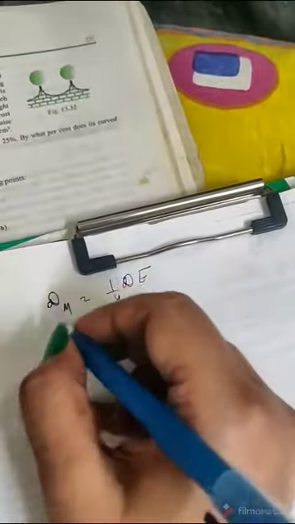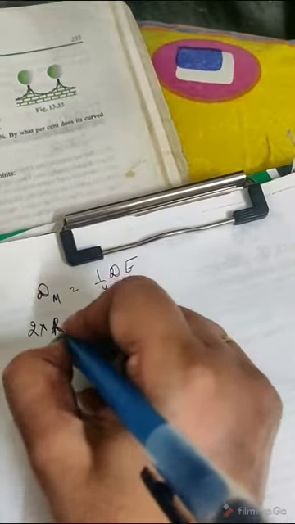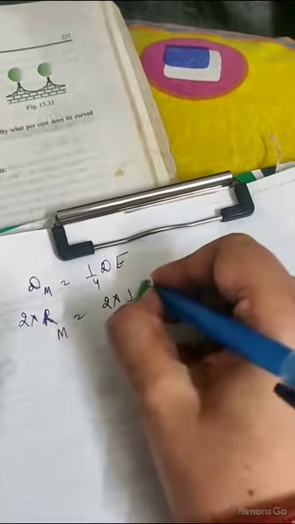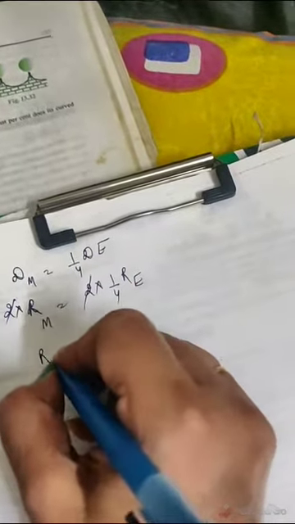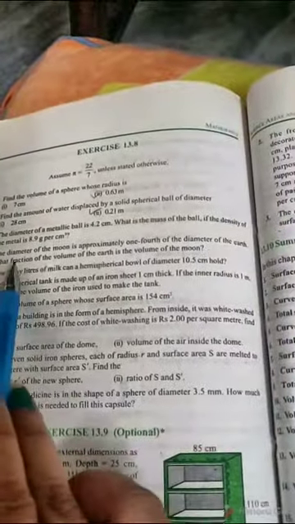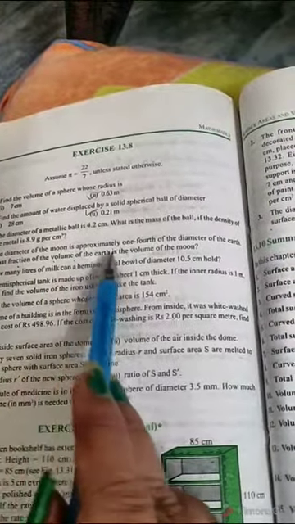So diameter I am converting into radius. Twice of radius of moon is twice of 1/4 of radius of earth. 2 and 2 cancel. यानी कि radius of moon is 1/4 of radius of earth. This last line is very important. What fraction of the volume of earth is the volume of moon? जो अर्थ का वॉल्यूम है वो मून के वॉल्यूम का कितना है?